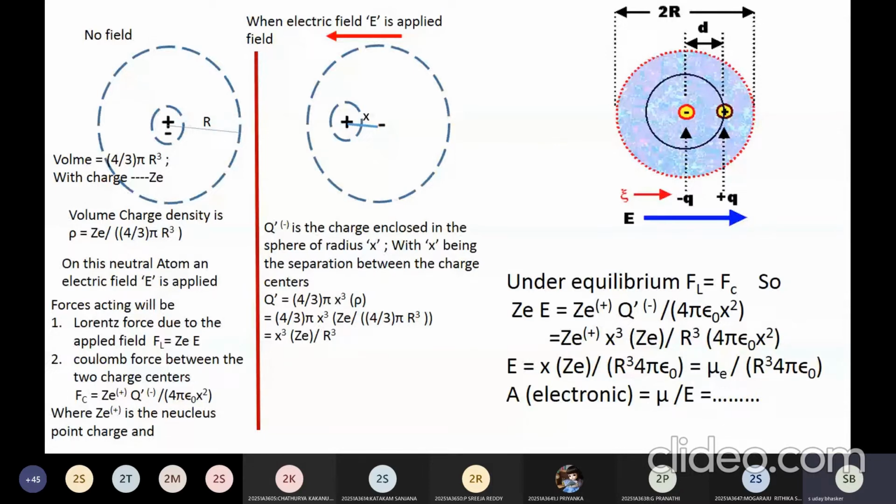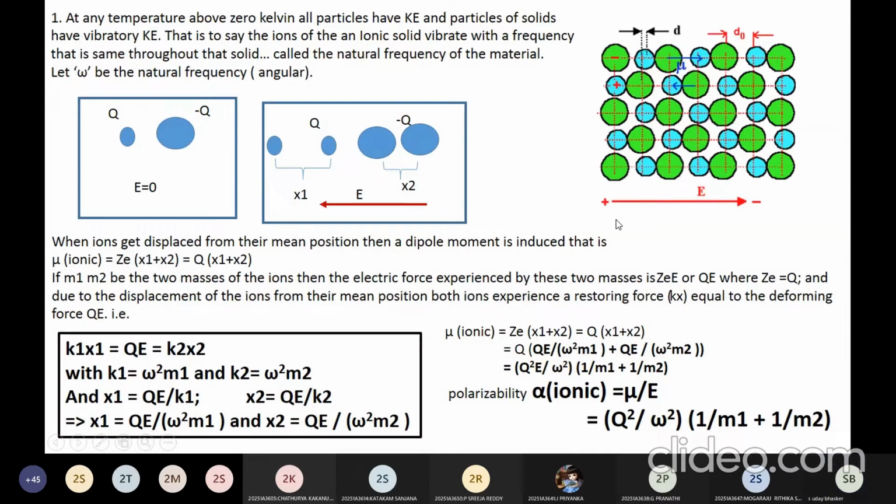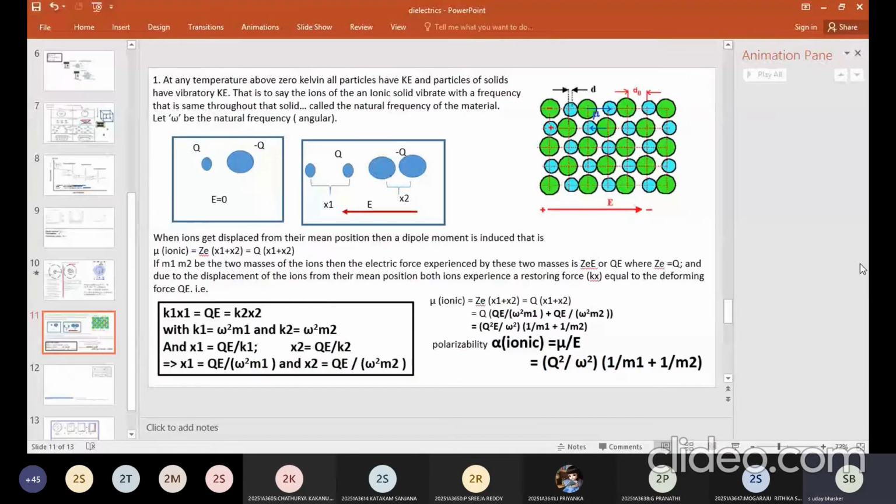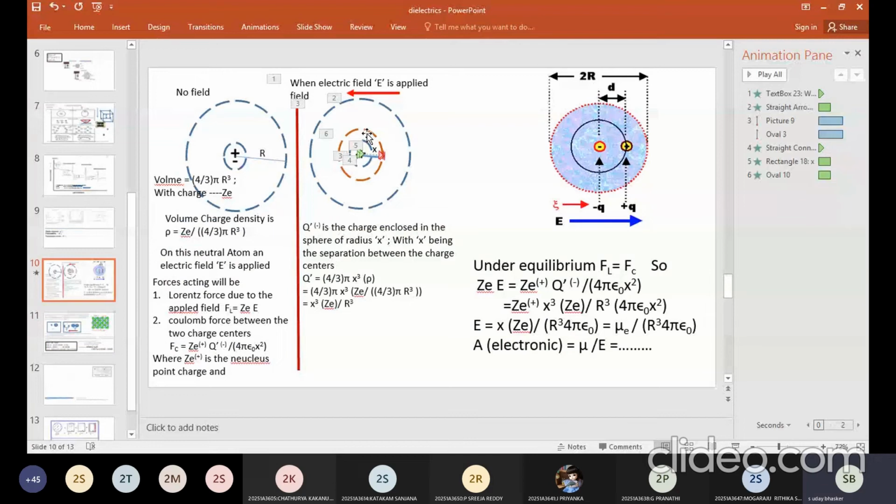Because of this X separation, whatever charges you have in this particular region, I'm sorry, I drew the figure wrong. I don't know whether you understood or not. Let me see.